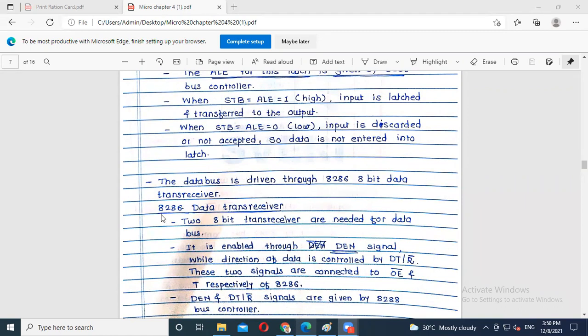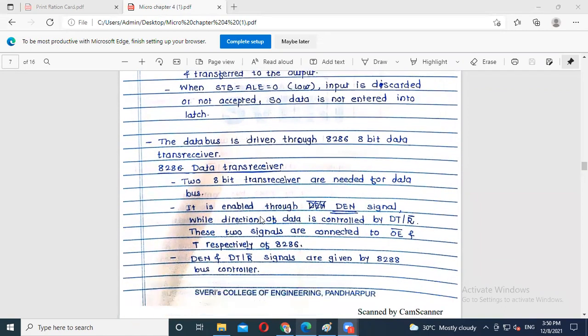For the data bus we use the 8286, because the 8286 is used as data transmitter as well as receiver. 8 bits are for the data transmitter and 8 bits for the data receiver, so two 8-bit transceivers are needed for the data bus. It is enabled through a signal, while the direction of the data is controlled by data transmitter or receiver. These two signals are connected to output enable and transmit of the 8286.